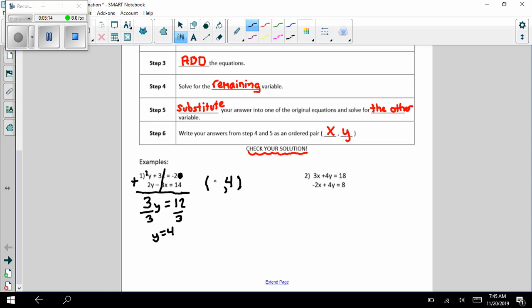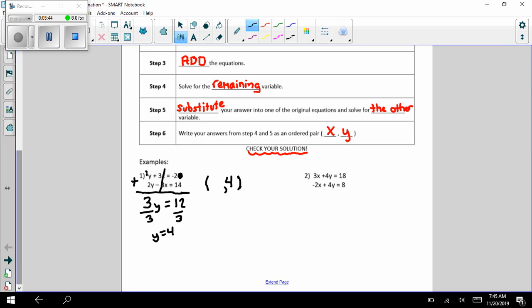Now we have to go and find the x. So we are on step 4. It says to solve, I'm sorry, we're on step 5. We're going to substitute that answer we just found into one of the original equations and solve for the other. In this case, the other is the x. It is purely your choice. We go up to the original equations that were typed, and the first one said y plus 3x equals -2. The second one was 2y minus 3x equals 14.